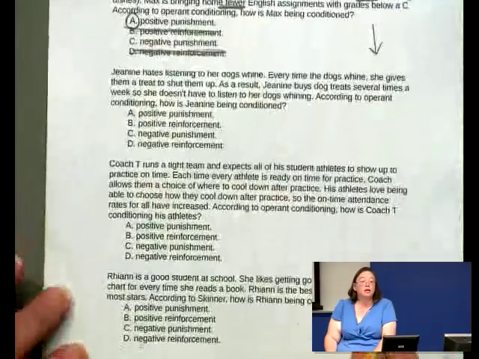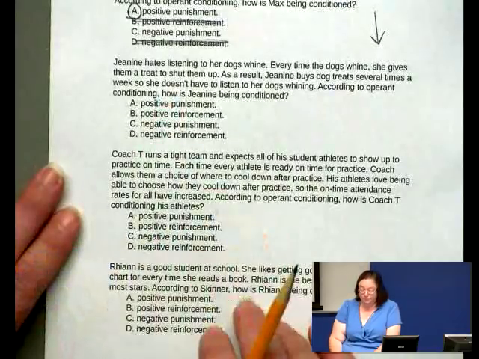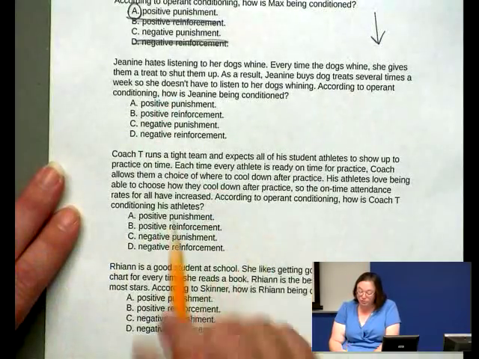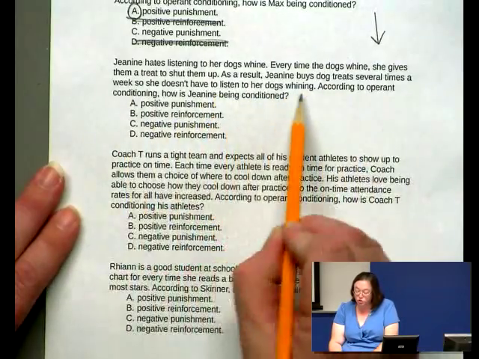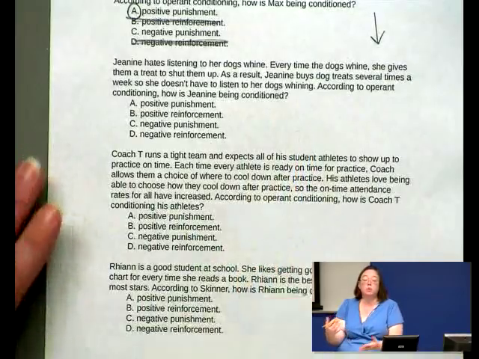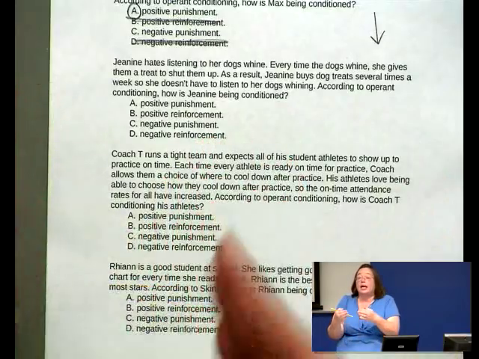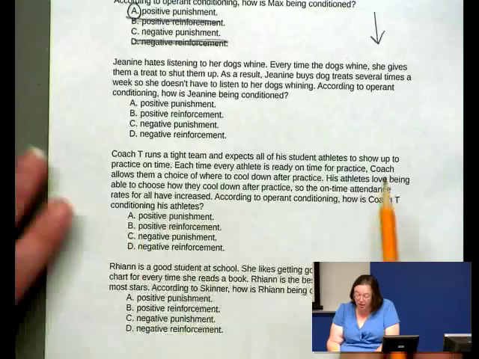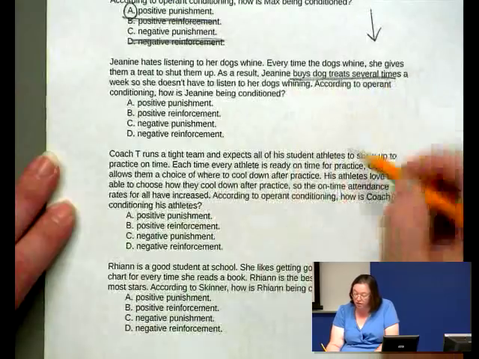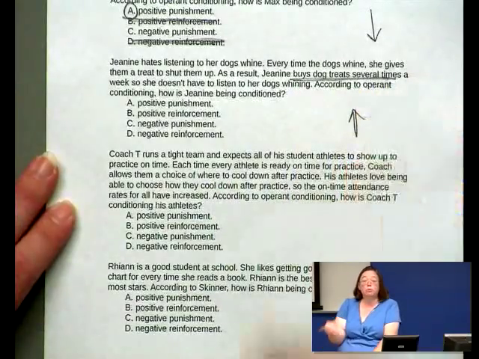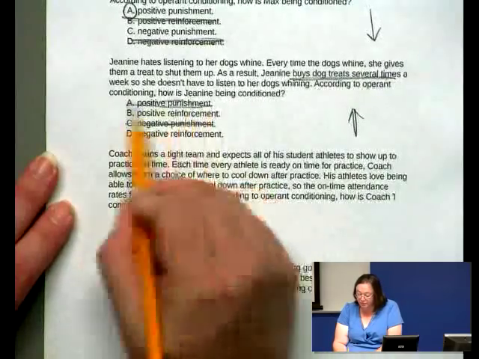All right. And keep moving on to Janine, who hates listening to her dogs whine. Every time the dogs whine, she gives them a treat to shut them up. As a result, Janine buys dog treats several times a week so she doesn't have to listen to her dogs whining. Now again, operant conditioning, what's happening with Janine's behavior? The behavior that we see that she is doing is giving dog treats, buying dog treats. And she's buying dog treats several times a week. So that would be an increase. And if it's an increase, of course, that's automatically a reinforcement.